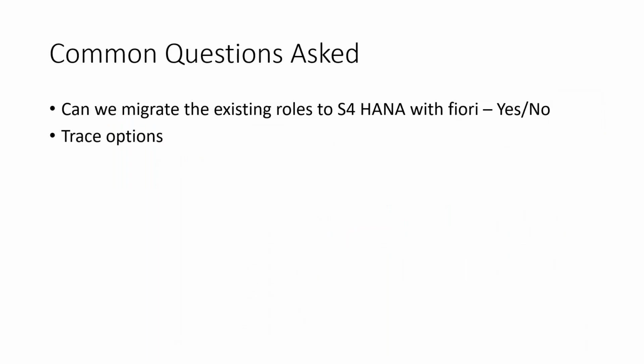Now we have two common questions here. If we migrate or upgrade our version from ECC to S4, can we migrate the existing roles? The answer is no. Why? Because in Fiori, you have the concept of catalog and group. So we can't migrate the existing roles. Yes, if you are using only S4 HANA server, you can migrate the existing roles to S4 with SU25 upgrade activities. Okay, so what are the trace options? The trace options are common if you only use S4, but if you use your S4 with Fiori, the trace options also differ.